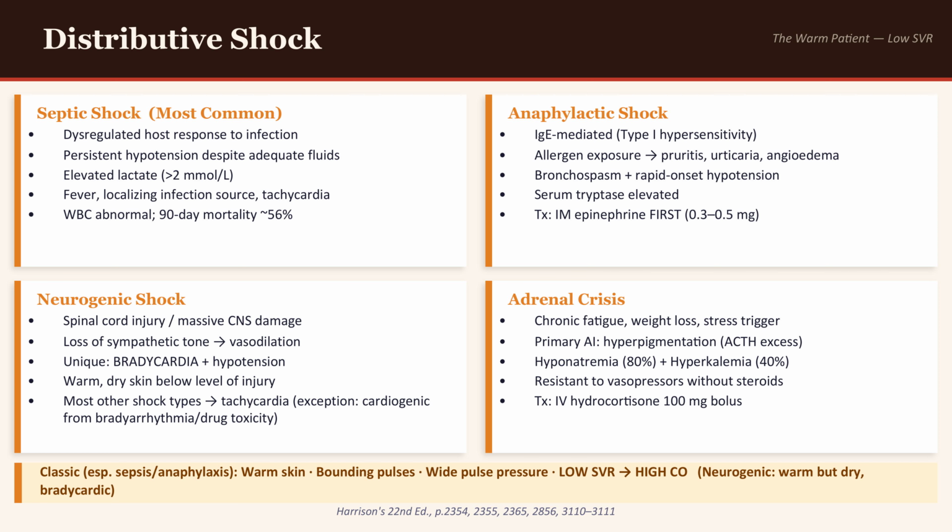And then there's adrenal crisis, the great mimic. Think chronic fatigue, weight loss, a precipitating stress, and labs showing hyponatremia and hyperkalemia. Primary adrenal insufficiency gives you hyperpigmentation from all that excess ACTH. These patients don't respond to vasopressors until you give them steroids. The classic presentation of distributive shock, especially early sepsis and anaphylaxis, is warm, flushed skin, bounding pulses, and wide pulse pressure. Neurogenic shock is warm but dry and lacks the bounding pulses because of bradycardia and venous pooling.